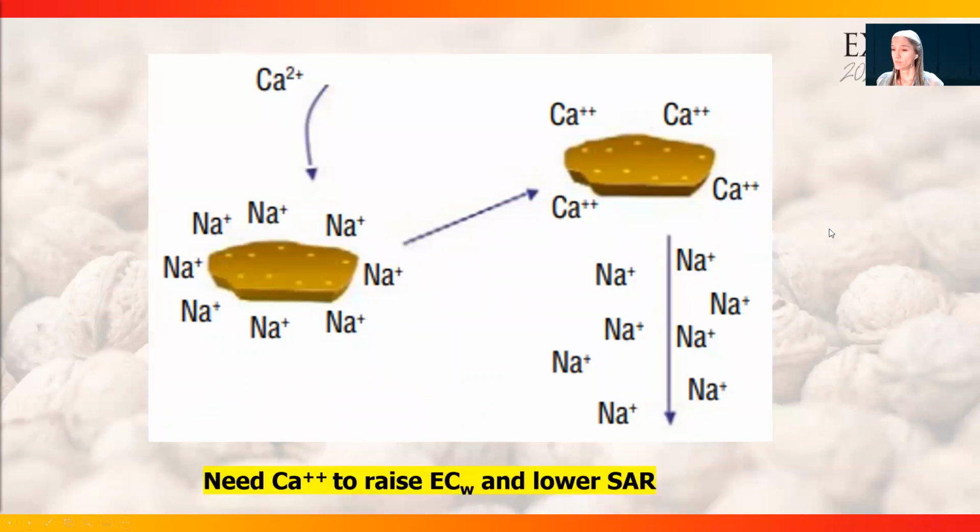When we determine that we need to apply soil amendments, the purpose of doing this is to supply more calcium to displace sodium and leach it from the root zone.